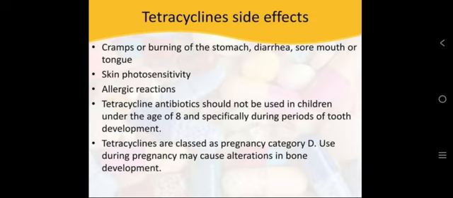Tetracycline side effects: cramps or burning of the stomach, diarrhea, sore mouth or tongue. These are the common side effects. Sometimes it causes skin photosensitivity and allergic reactions. Tetracycline antibiotics should not be used in children under the age of 8 and especially during pregnancy. Tetracyclines are classed as pregnancy category D drugs. Use during pregnancy may cause alteration in bone development.